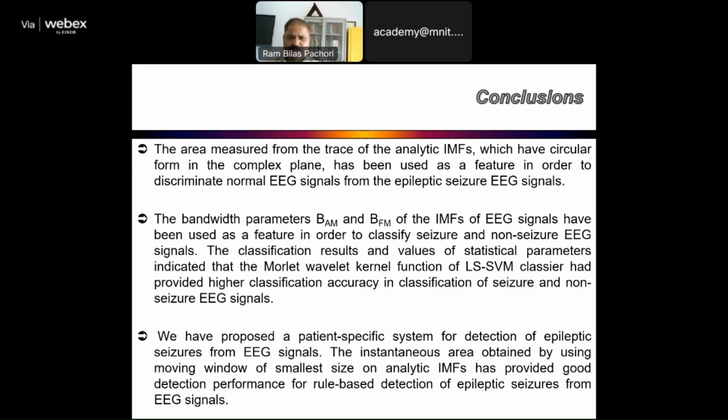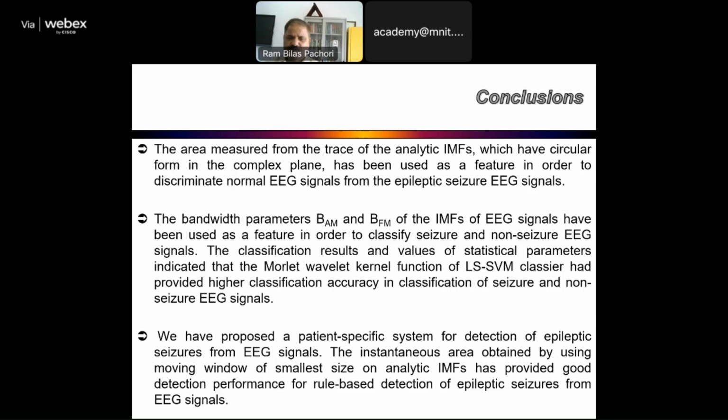The bandwidth parameters, bandwidth to AM and bandwidth to FM, of the IMF EEG signals can be used as features in order to classify seizure and non-seizure EEG signals. The classified results, with statistical parameters, indicated that the Morlet wavelet kernel function of the LSSVM classifier has provided higher classification accuracy in classifying seizure and non-seizure EEG signals.